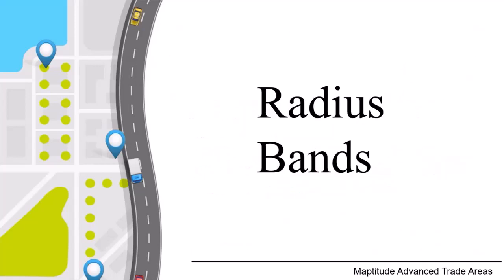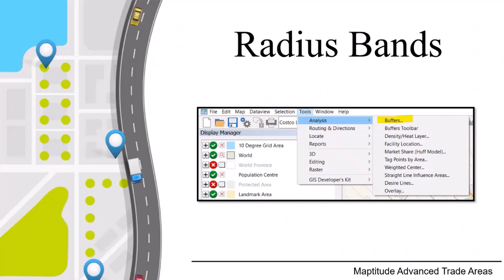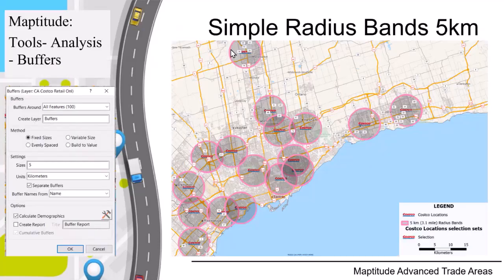Okay, we're going to start with the basics. Radius bands, everybody knows that. It's just a circle around a store. To do radius bands in Maptitude, you go into Tools, Analysis, and Buffers. And I've done some radius bands for Costco. So the Costco data, by the way, is also available from Maptitude. And this is a 5 kilometer or 3.1 mile radius band of the Costco locations in Toronto. It's very easy to do.